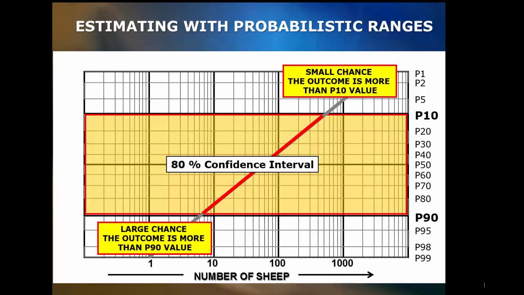Okay. Now, just to be sure you understand this graph, there's a log scale. If this was the correct graph for those sheep, it is not, but we're close, you would be saying, I'm 90% sure there's more than seven sheep there. And you would be saying, I think there's only a 10% chance there could be more than 300 sheep there. That's what that's saying. Now, again, this is not correct for those sheep. Ready?